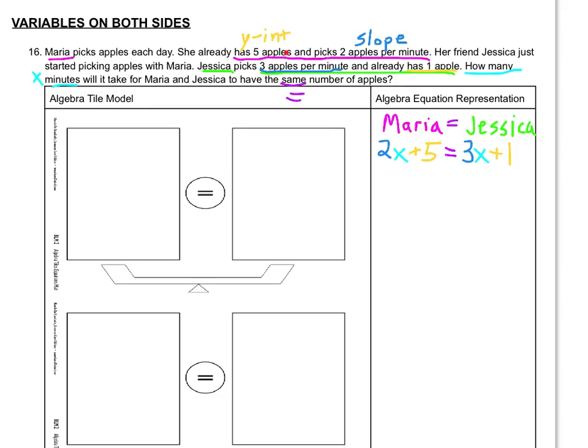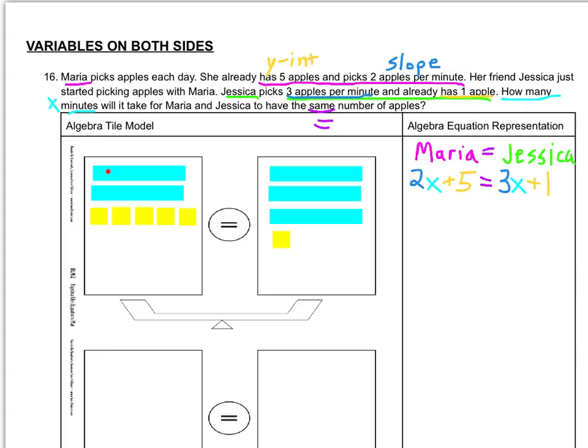We have 3 apples per minute times the number of minutes plus the apple she already had would be how much Jessica's done. Now this problem is actually what we call a system problem. Notice that we have x's on both sides and we have numbers on both sides. Why don't you take a moment and just set up what that algebra tile model would look like. We have 2x plus 5 on the left. We have 3x's plus 1 on the right.